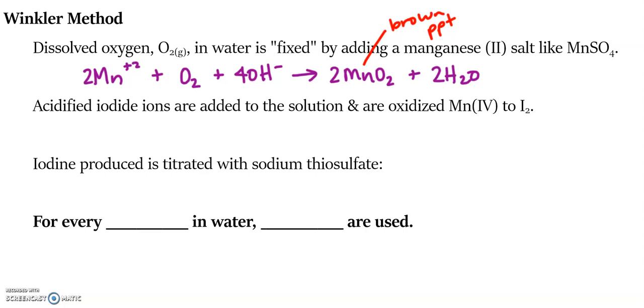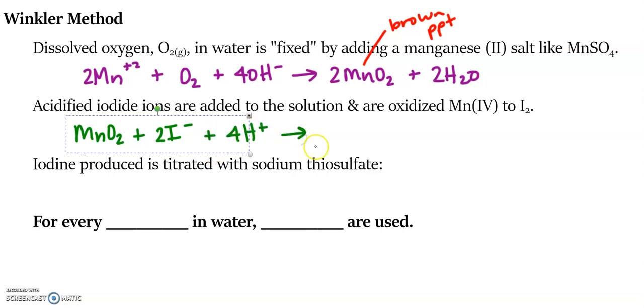So in this reaction, the brown precipitate, the MnO2, then reacts with iodide ions and is oxidized. So you get your MnO2 plus it'll react with 2 I minus (iodide) and 4 H plus to form Mn 2 plus, plus I2 and 2 waters.